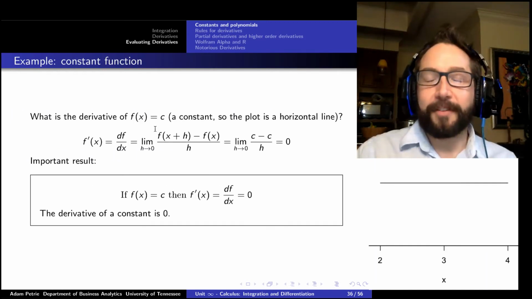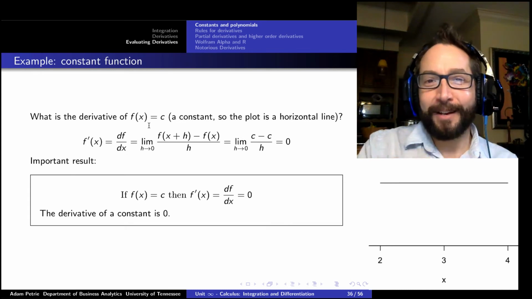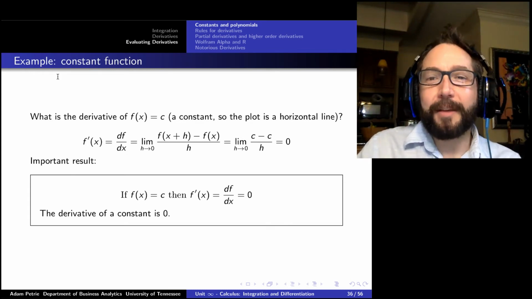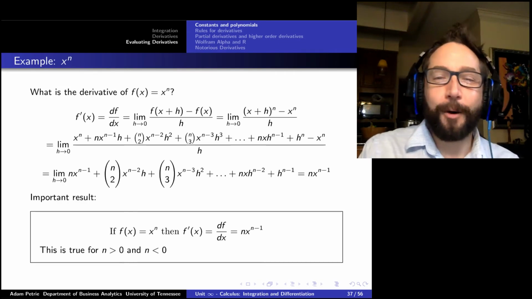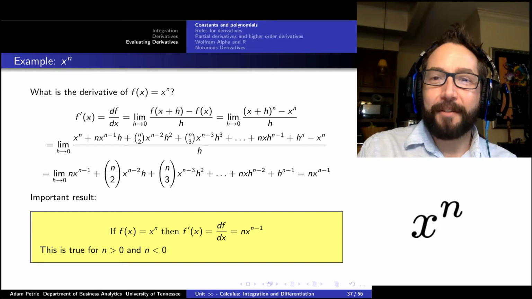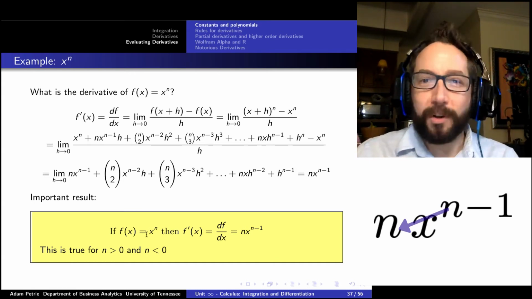There are some useful derivatives to remember. If you have a flat line, a constant, the slope of that tangent line, of course, is going to be 0. It's a flat line. The derivative of that function is 0. And for the derivative of a polynomial, x raised to the n power, there's a pretty easy trick to remember. If you have a function x to the n, then when you take that derivative, that power comes down in front of the x, and then you subtract 1 from the exponent.